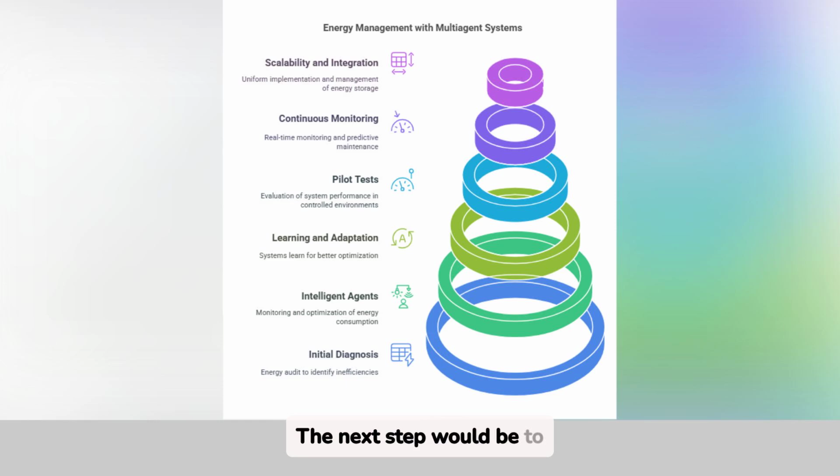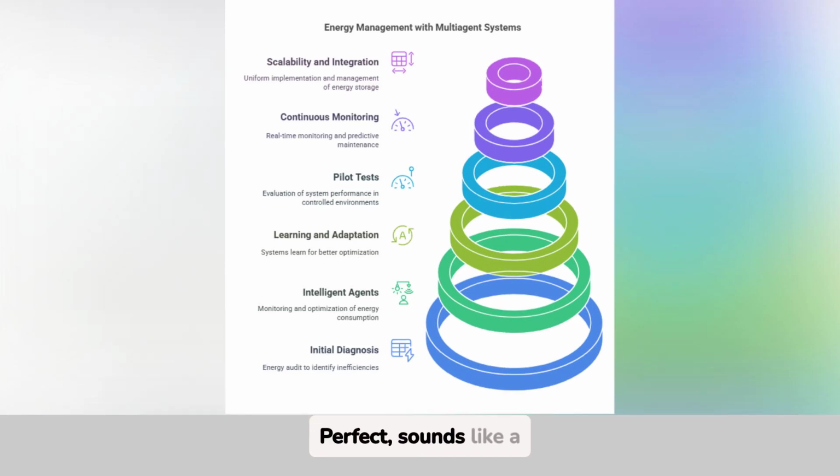The next step would be to perform an initial audit to assess the consumption and available documentation of the facilities to define clear objectives. Then, a customized multi-agent system could be designed for your needs, tested in a pilot installation, and finally implemented in controlled phases for the rest of the locations, ensuring continuous monitoring and improvements. Perfect. Sounds like a well-structured plan. Let's take the next step. How should I do it?